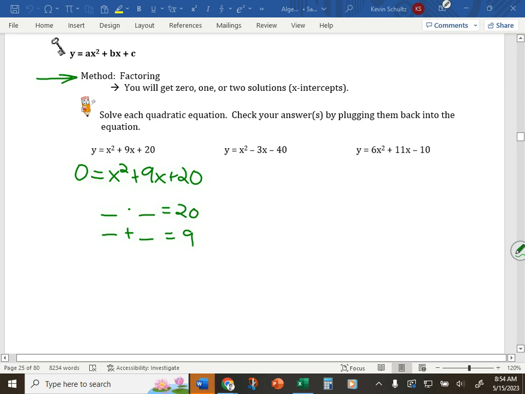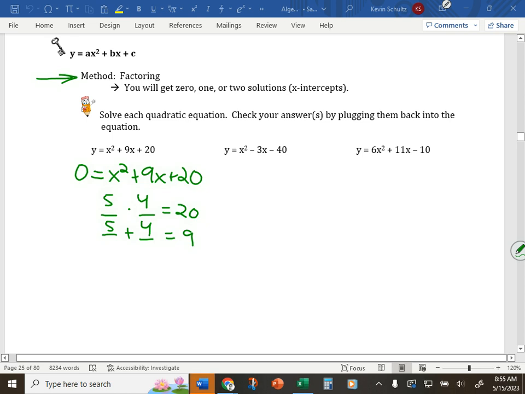Oh, I get it. Okay? This is so easy. What's the solution to this number puzzle? Nathan? 5 and 4. You're so smart. Okay? 5 times 4 is 20. 5 plus 4 is 9.